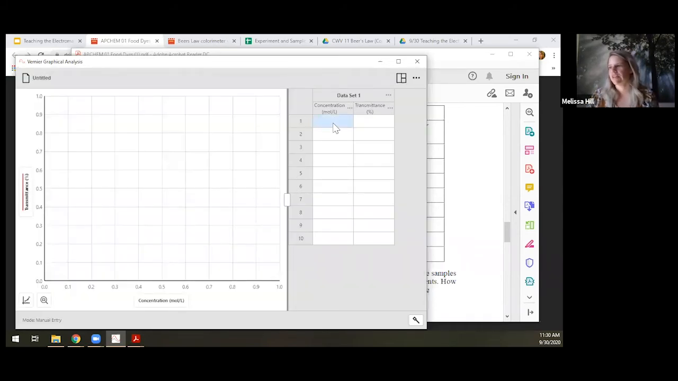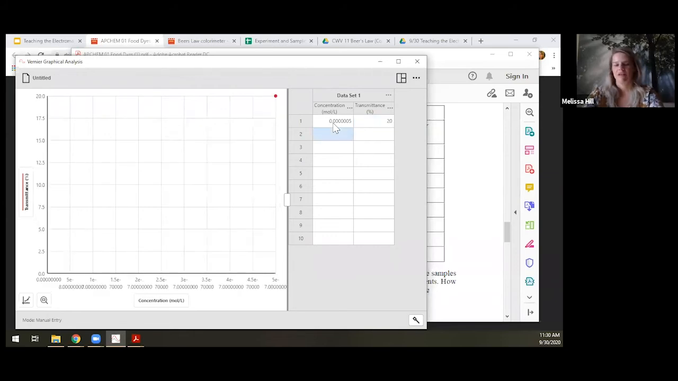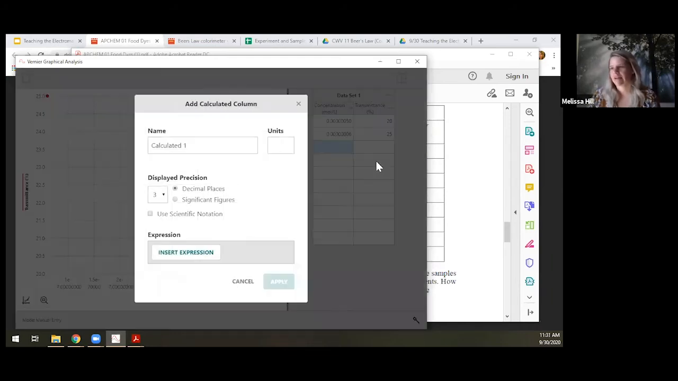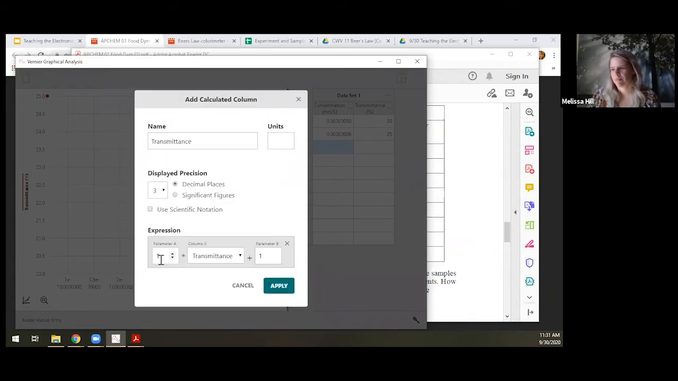And then they can start filling in here. So my concentration was 5 times 10 to the minus 7. My transmittance there was 20, 6 times 10 to the minus 7, and so now it's 25, or what have you. When you fill all that in, now you can make your calculated columns directly in Graphical Analysis. You just click add calculated column. First thing I want to do is remove that percent. So just transmittance. I want to use an expression where I multiply it by 0.01.